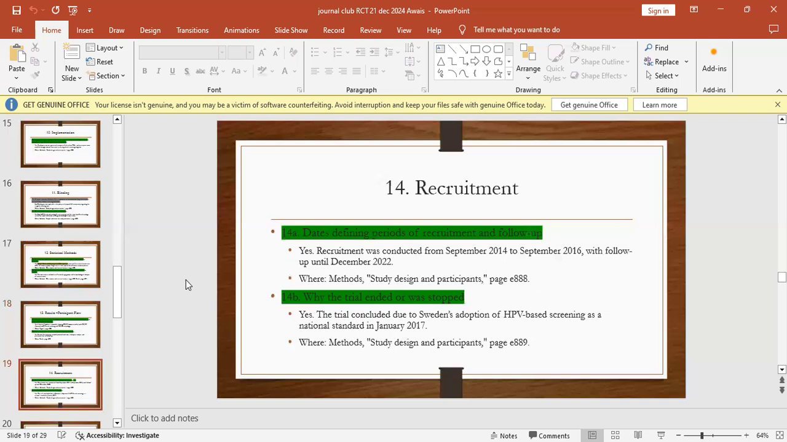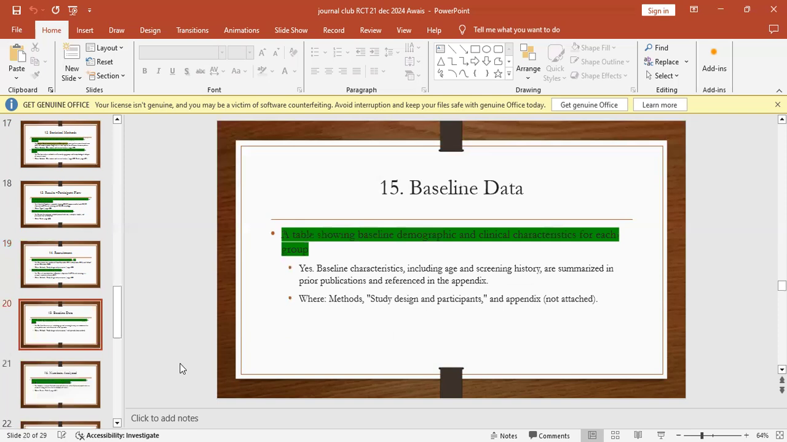Then is the recruitment: dates defining periods of recruitment and follow-up. Yes, as I have already shown in the article, the recruitment was conducted from September 2014 to September 2016 with follow-up until December 2022. Why was the trial ended or stopped? Yes, they have explained that the trial was stopped in January 2017 due to the nationwide adoption of the Swedish HPV-based screening program. So the trial was stopped in January 2017.